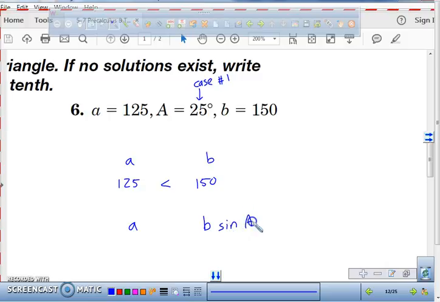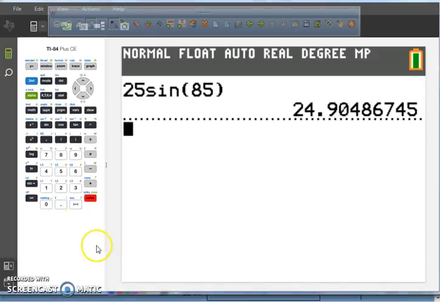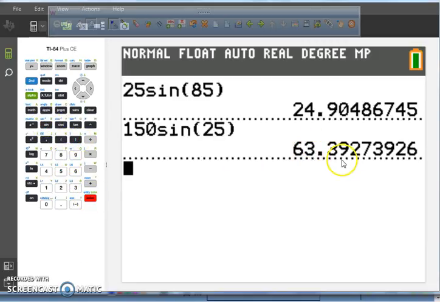So we're going to do a little test here. My B value is 150. The sine of 25 degrees is going to give me an approximate value. What is it equal to? 63.4, if you type it in the graphing calculator. In case you're wondering how to type it in, literally type 150 sine 25 and press enter. That's how they got the 63.4.